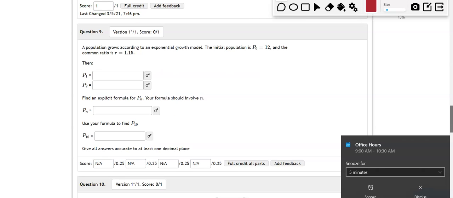Okay, so now let's look at an exponential growth model. Fortunately, in this first one, it gives us something called a common ratio. That makes it easy because we've already got what we need in order to set up a formula. So what we'll do is take our initial amount of 12 and multiply it by this common ratio. So we'll have 12 times 1.15, and that's going to end up giving us 13.8, which is what will go here.